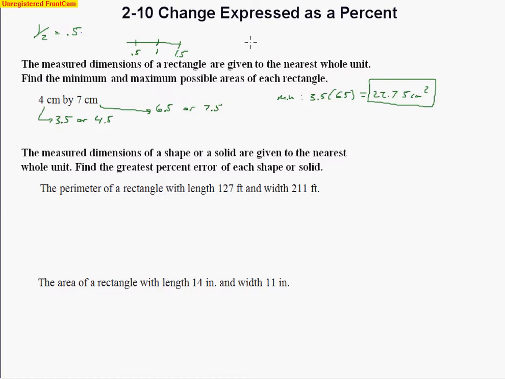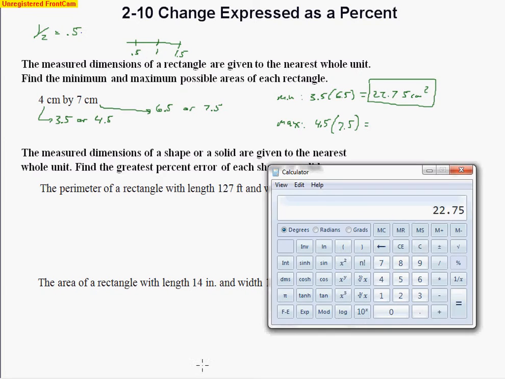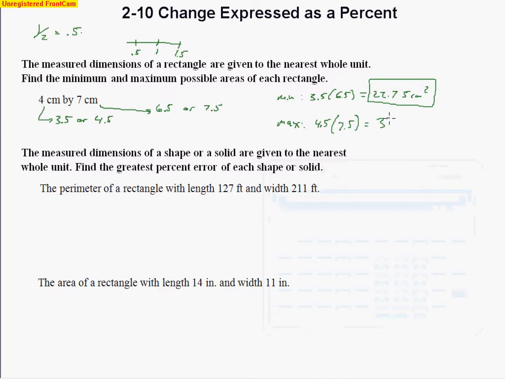And so the maximum value would end up being, if it was 4.5 to 7.5. And so when we go ahead and multiply those numbers, 4.5 times 7.5, it gives us 33.75. And this is centimeters squared. And so it's somewhere in this region.